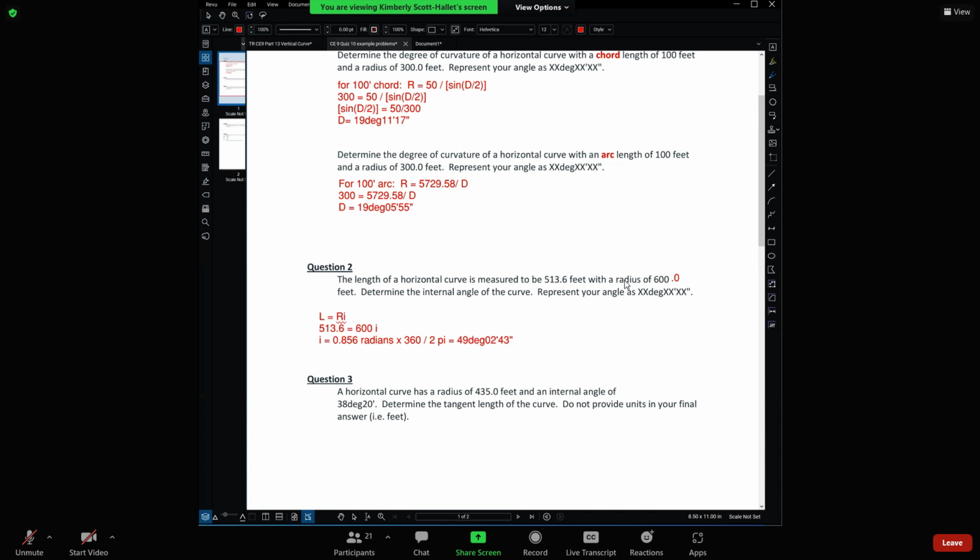Okay, so for the next problem, you're given a radius of 435. You're given that angle I of 38 degrees, 20 minutes, and you want to find your tangent length. So again, I go to my equations, and I find out that I have an equation that relates my tangent length, my radius, and my angle I. So again, I'm looking for my tangent length T. That's going to be unknown. So my radius is 435.